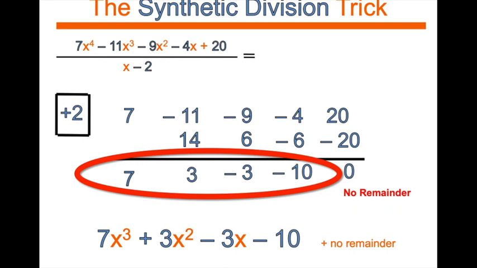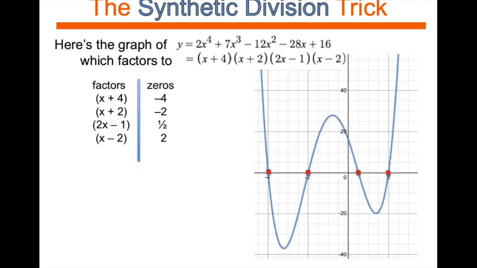Right? I knew that I started with a quartic equation, so by the time I divide out by x minus 2, I'm going to be left with a cubic equation. The degree just goes down by 1, right? But you can just put the 7, the 3, the negative 3, and the negative 10 in as the coefficients of your quotient. It's pretty slick. So let's do another example.